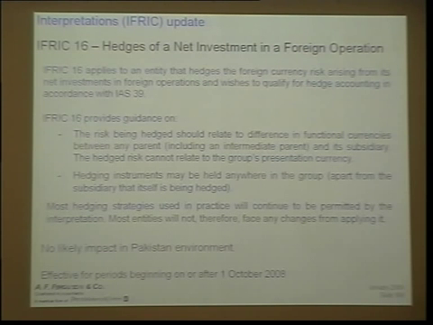I can't hedge my own presentation currency risk. It can only be the difference between my presentation currency and the functional currency of my subsidiary. So the hedging relationship can only be established if my subsidiary is, let's say, in US dollar, the functional currency is dollar, my functional currency is rupee and presentation is rupee, so I want to hedge the subsidiary's dollar risk. That is allowed. But what I cannot do is to hedge my rupee risk and book revenues or income on that. So the relationship has to be there. The parent may not be the ultimate parent, it can be an intermediary parent also. Hedging instruments may be held anywhere in the group apart from the subsidiary that itself is being hedged. Most hedging strategies used in practice will continue to be permitted by the interpretation. Most entities will therefore not face any change from applying it.